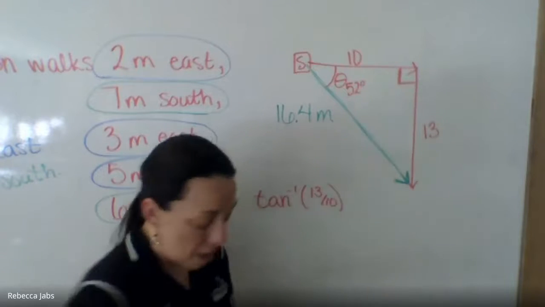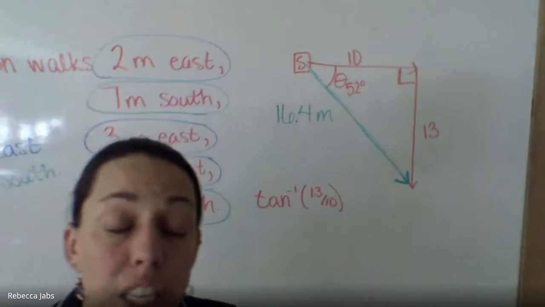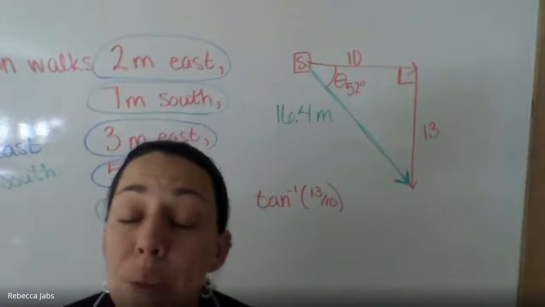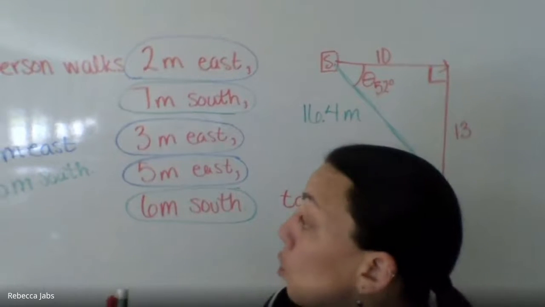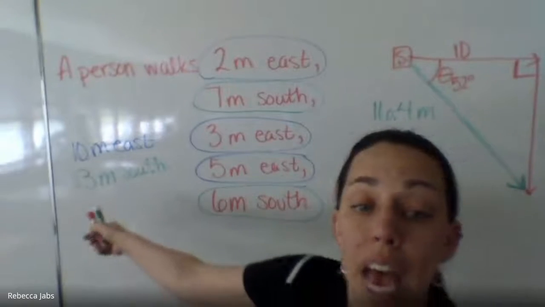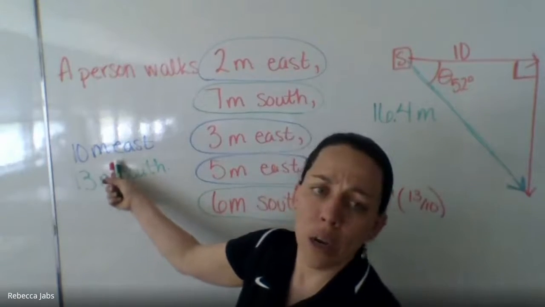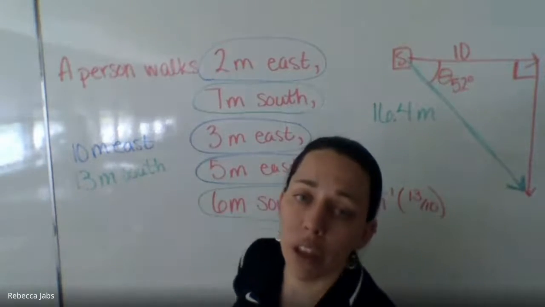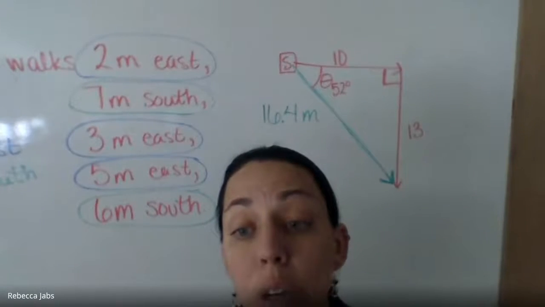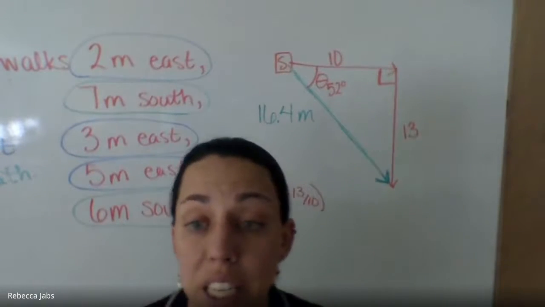Now, ladies and gentlemen, we should all know that 52 degrees is in quadrant 1, which means we should go to the east and north. And remember over here, I know there's a little bit of a glare, remember we had east and south as our two directions. 52 degrees is in quadrant 1. That would mean east and north.